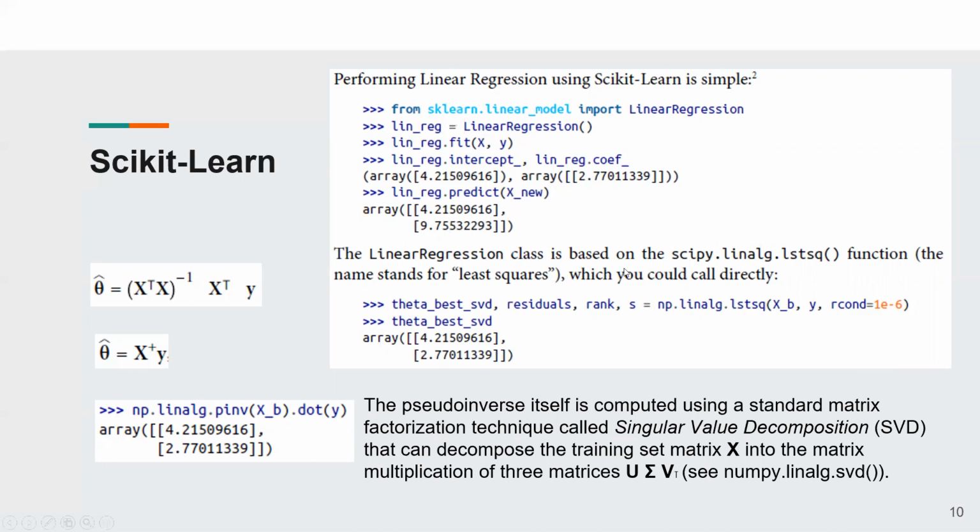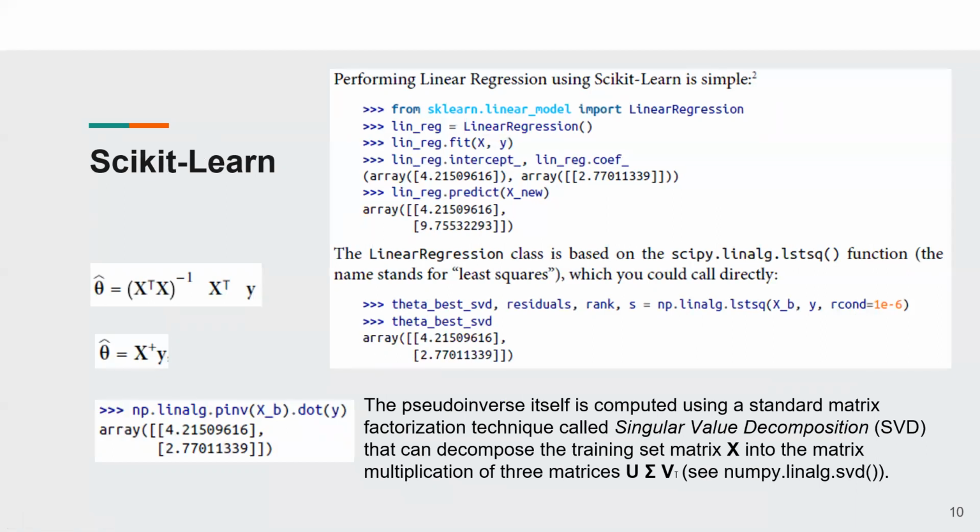And then the linear regression class is also based on SciPy's linear algebra lstsq function, which stands for least square. You could call it directly, and what you would come back with is linear algebra dot least square of x, y, and this really gives you conditions to define the convergence. And now you come back with the estimate as well.